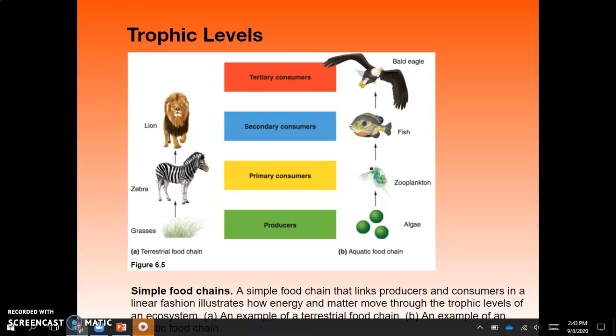On the left-hand side, we've got our grasses as our producers. And then our zebra eats our grasses, so they're the primary consumer. And then our lion is technically our secondary consumer, but he's also at the top of our food chain, and he will eat the zebra. And then on our other food chain, we've got algae, which is the producer, which is eaten by the zooplankton. The zooplankton is eaten by the fish, which is the secondary consumer. And then the bald eagle will scoop the fish out of the water and eat it. So that is our top or our tertiary consumer.